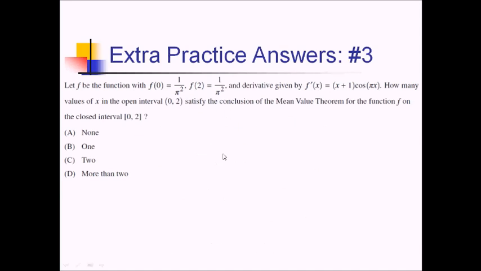For this no calculator problem, we're given a function such that f of 0 is 1 over pi squared and f of 2 is, well, the same thing.